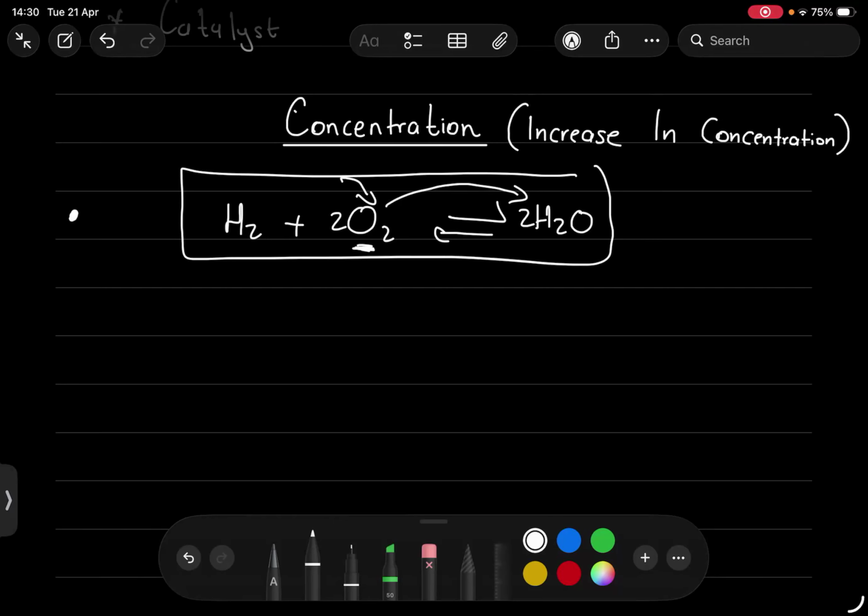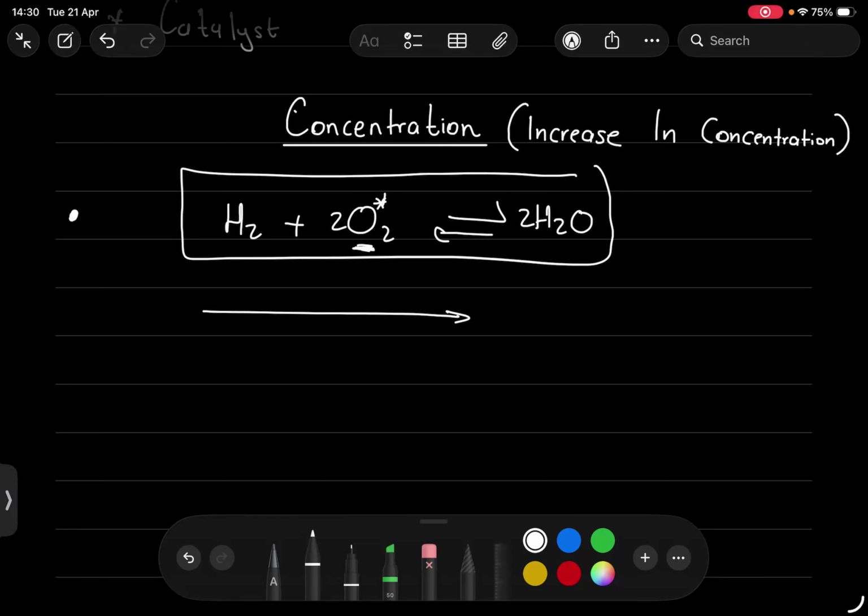So, what's going to happen now? What is going to happen? Obviously, here you will say, the system will use that oxygen to form more water, so more products will be produced. And if the system is using this oxygen, it means that the forward reaction is going to be favored. Do you see that?